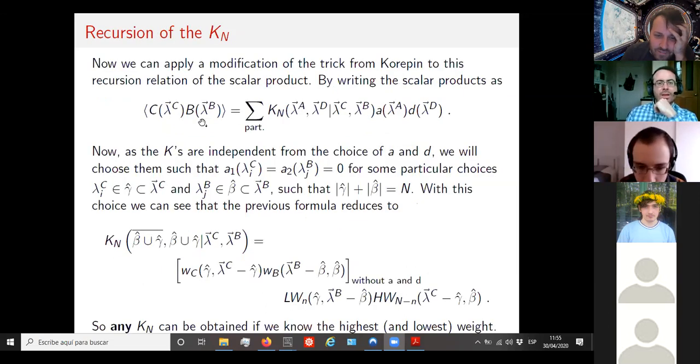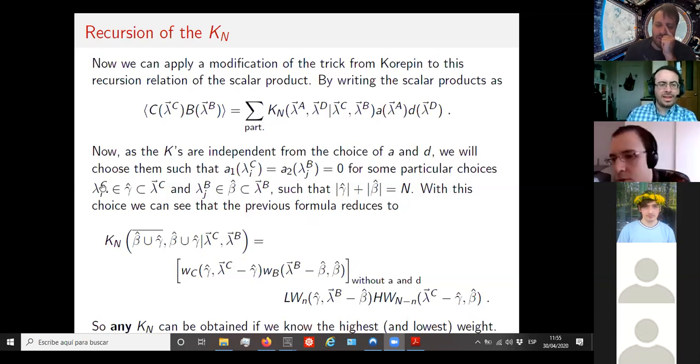Now the idea is that you can take your scalar products and substitute the trick by writing your scalar products in terms of A's and D's and these KNs. And pick a very particular choice of your A's and D's, because we know that in this case, these KNs are independent of your choice of A's and D's. I'm going to take some of the lambda C's, which I'm going to call gamma hat, and some of the lambda B's, which I'm calling beta hat, such that the number of lambda hats and beta hats is the total number of excitations. And pick my A of the first monomial matrix such that it vanishes on these lambdas that go into lambda hat, and the A of the second monomial matrix vanishes on the piece of the beta hat. Sorry, that is what is known as the freezing trick, right? In some sense, yes. It's some kind of freezing trick.